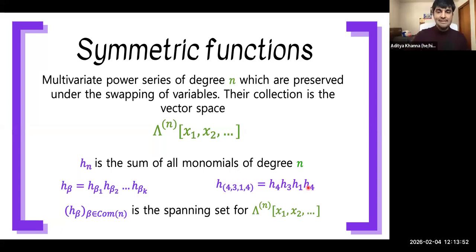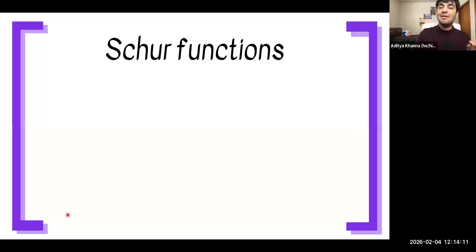And an important thing is that if I take all of these h betas for compositions beta, then this is a spanning set for my symmetric functions. So this is the definition of h. We'll keep this on the side and move on to another sort of symmetric function, probably the most famous symmetric functions of all time.